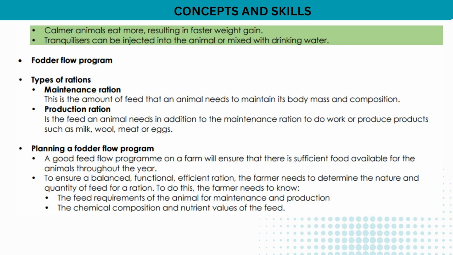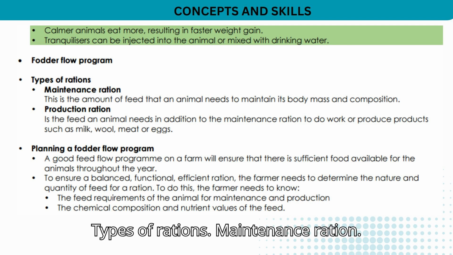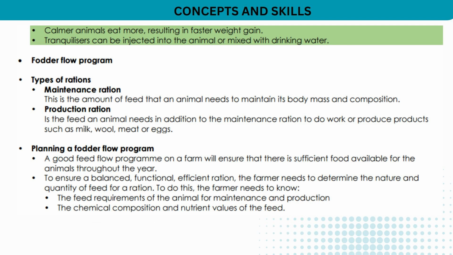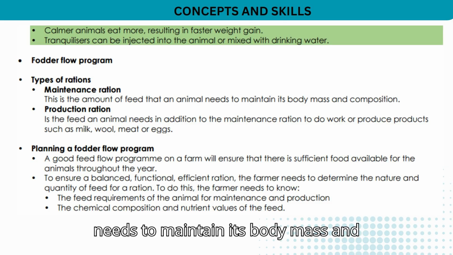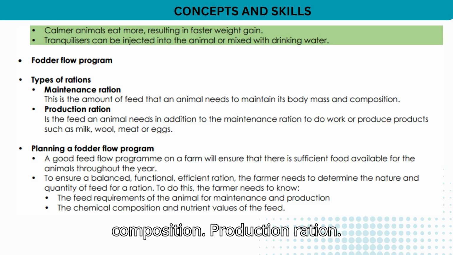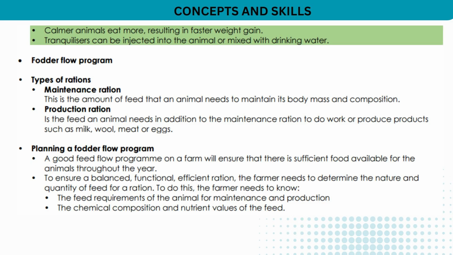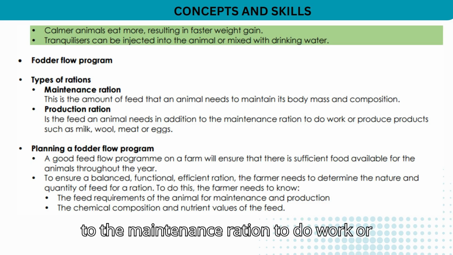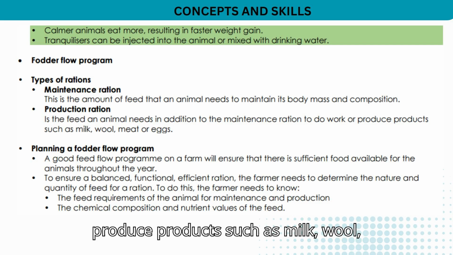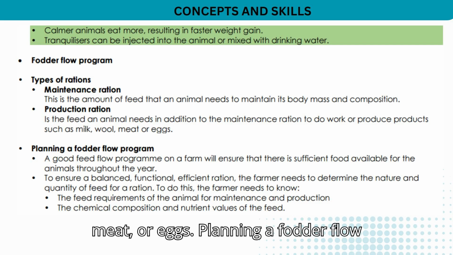Fodder flow program. Types of rations. Maintenance ration. This is the amount of feed that an animal needs to maintain its body mass and composition. Production ration. This is the feed an animal needs in addition to the maintenance ration to do work or produce products such as milk, wool, meat or eggs.